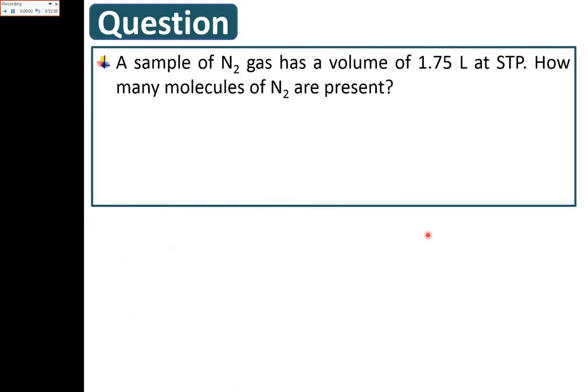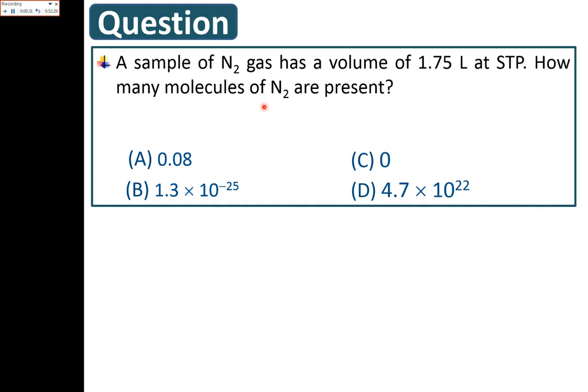A sample of nitrogen gas has a volume of 1.75 liter at STP. You know, STP for the gases here is 0 Celsius and 1 atmosphere. How many molecules of nitrogen gas are present? So when the question is asking about the number of molecules, you need to calculate first the number of moles, and you multiply the number of moles by Avogadro's number to calculate the number of molecules.